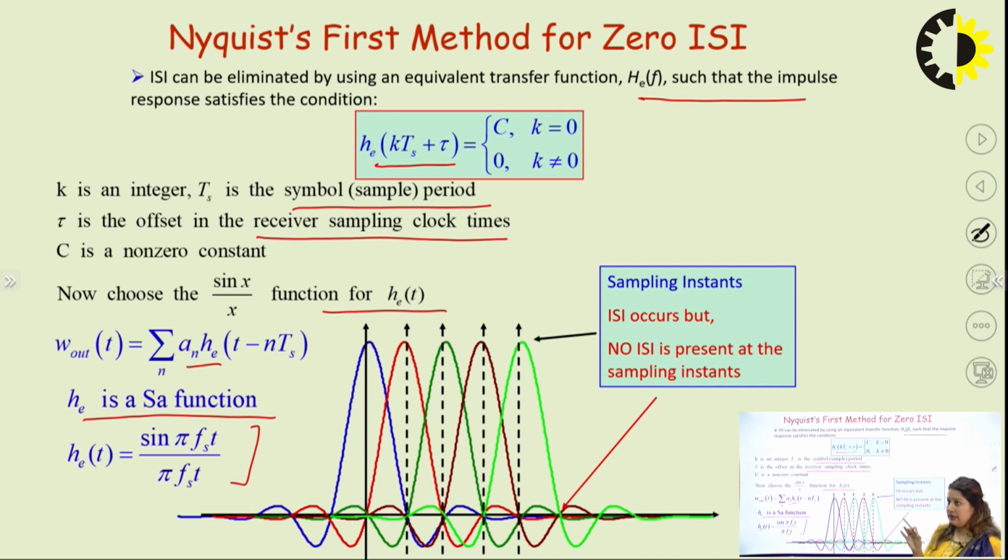value at some instant, where t is equivalent to 0, or t is equivalent to TB, 2 TB, 3 TB and so on, and the previous pulses have 0 value at these instants TB, 2 TB and 3 TB and so on. So ISI occurs, but no ISI is present at the sampling instant. This is the major thing: obviously intersymbol interference is occurring, the pulses are overlapping with each other, but no ISI is present at the sampling instant.